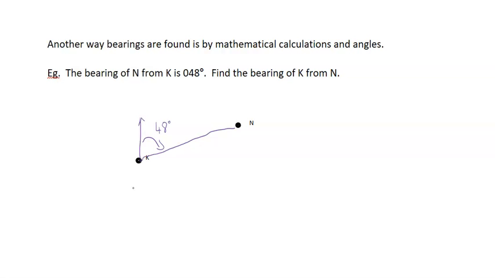Find the bearing of K from N. Now it's asking, if N has north, what is it going back the other way? This is not to scale, so we need to figure out a way to calculate that.